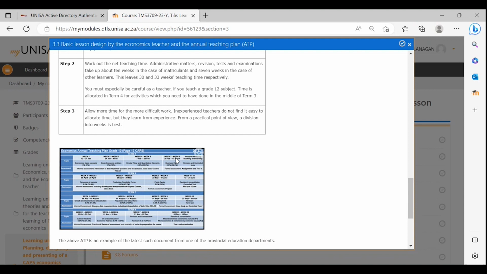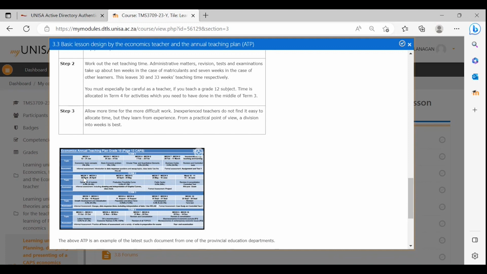Then week 7, week 8, and week 9, you must do business cycles. It's another 8.8%. So the cumulative coverage of the ATP at that stage should be that 20.8 plus 8.8. It gives you 20 something, 8. And then the last weeks is revision and control tests.